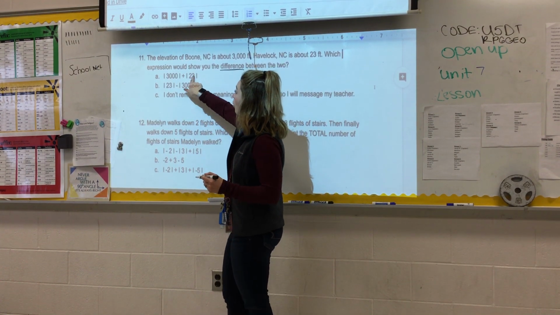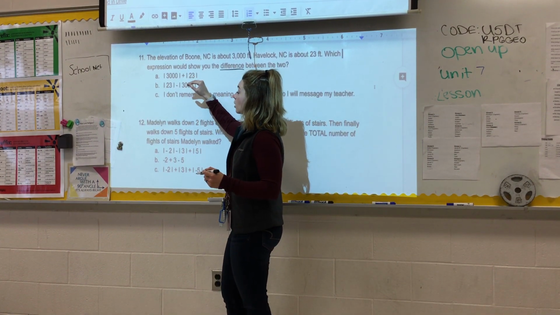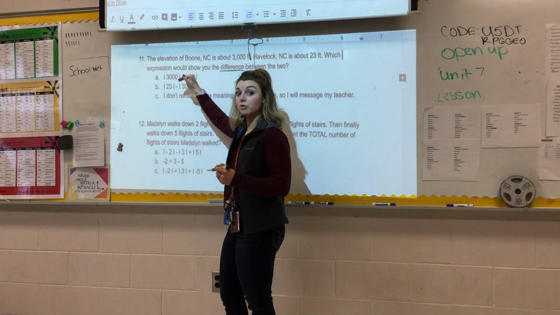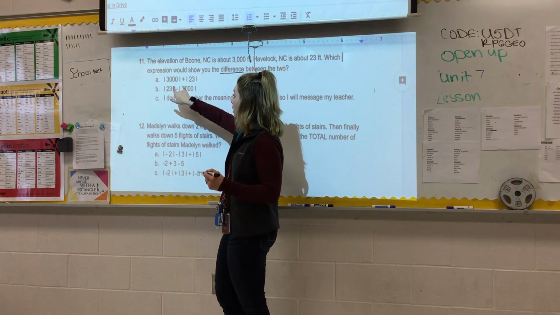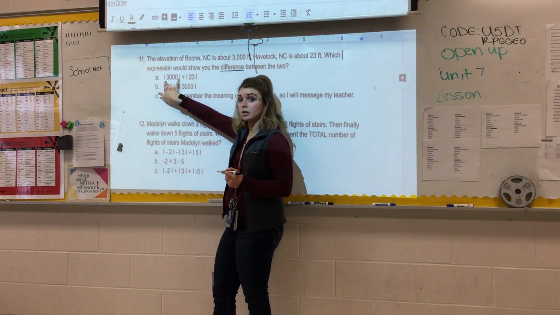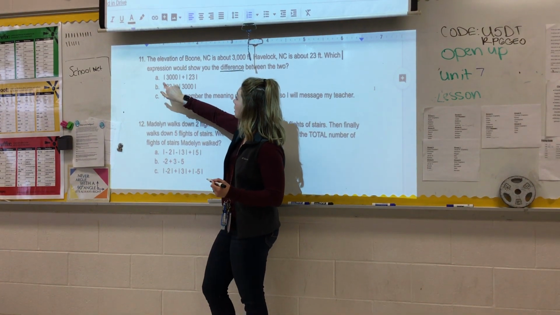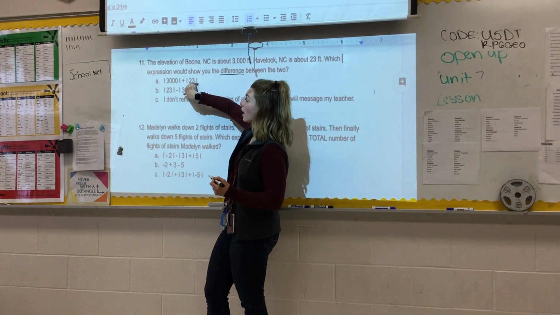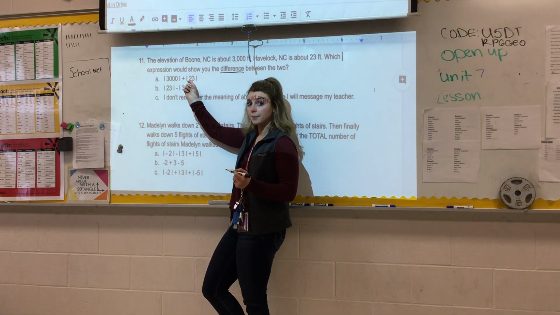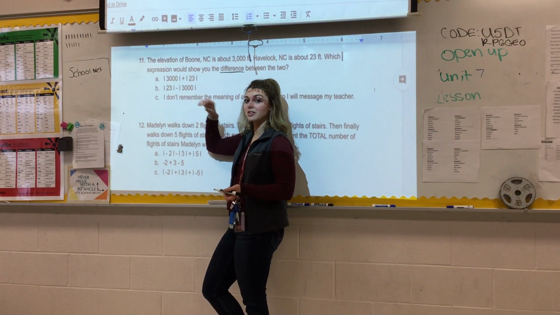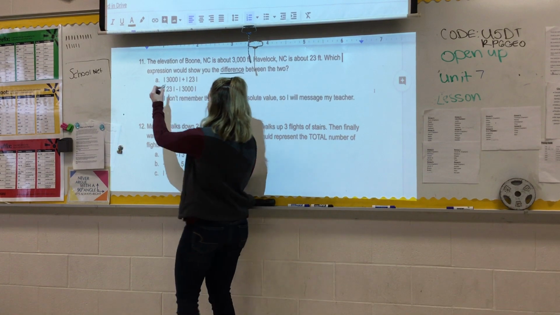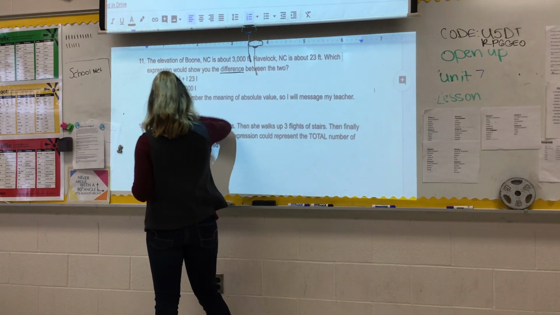Automatically, when we look at these, we can tell that these are absolute values. So this is the absolute value of 3,000 plus the absolute value of 23. Is that going to give us the difference? No, because it is addition.